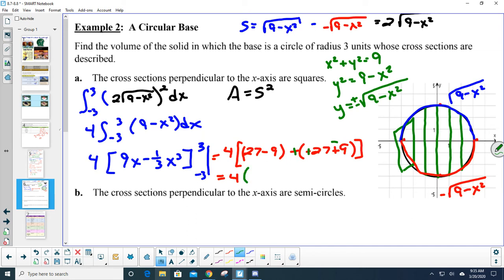So I end up with what? 27 minus 9 is 18. Did I do that right? Y'all agree with me with my math? Nobody's fussing at me yet. So I end up with 36 times 4, 144. So it's basically just like what we were just doing. Just our top and our bottom are different. Any questions?